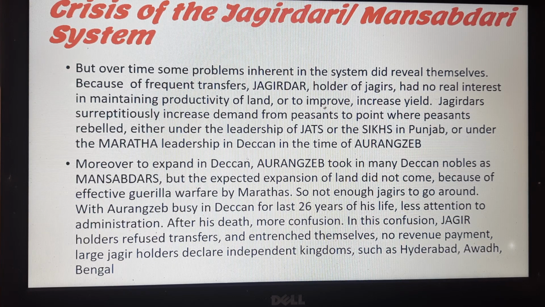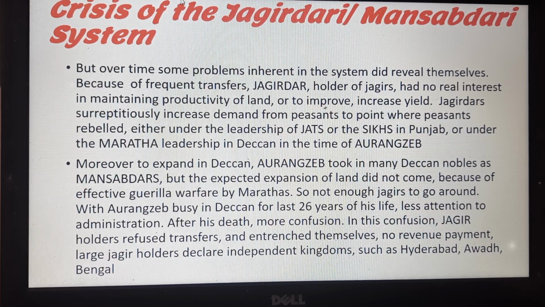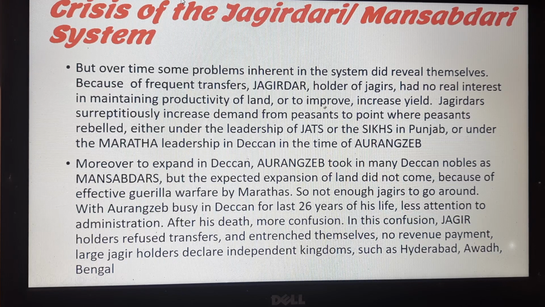They rebelled either under the leadership of the Jats, basically in the olden days Haryana, or the Sikhs in Punjab. Earlier only Punjab was there. The Punjab in Pakistan, the Punjab in India, and Haryana, all these three places were known as Punjab. Or they rebelled under Maratha leadership in the Deccan in the time of Aurangzeb.